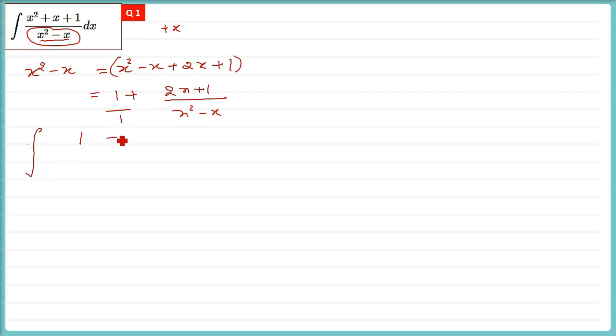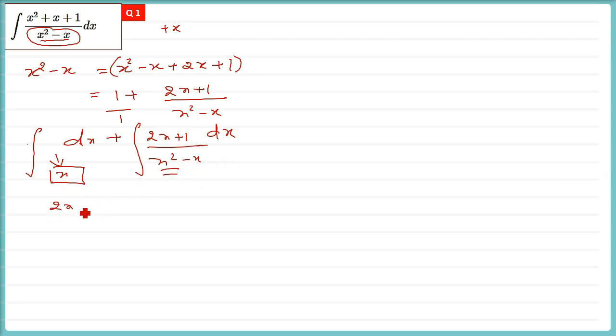The first term is only 1, so it will be integral of 1 dx. The second term is integral of 2x plus 1 divided by x square minus x. So we are doing two separate integrations. For the second term, the first integration is simply x. The second integration will be done in the same way we did in the previous exercise.